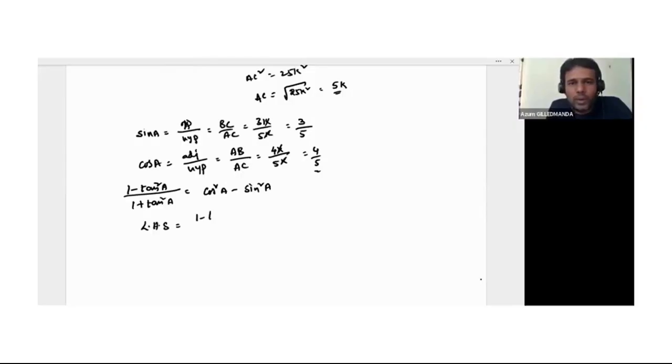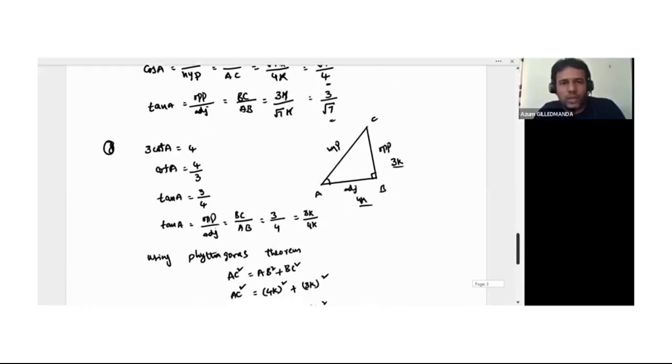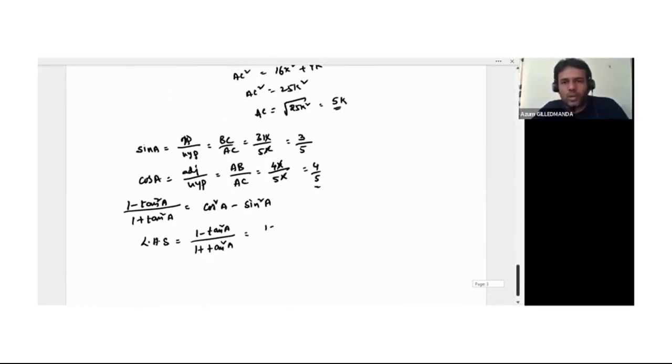Okay, now 1 minus tan square A by 1 plus tan square A. This is the left hand side. What is tan A? Tan A we found: cot A was given, but tan A is the reciprocal of that. That is 3 by 4. So 1 minus (3 by 4) whole square by 1 plus (3 by 4) whole square.